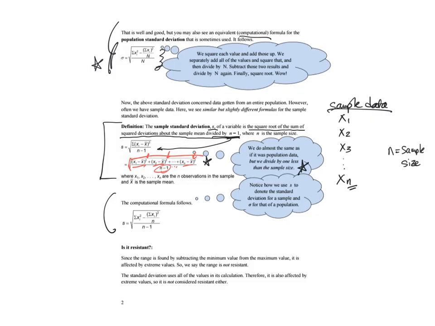So there's that. We were talking about resistance before. Let's talk about that a little bit. Is the range resistant? Since the range is found by subtracting the minimum from the maximum value, you've got to say it's pretty much affected by those extreme values, isn't it? So we say the range is not resistant. The standard deviation uses all of the values in its calculation, much like the mean back in 3.1. Therefore, it's also affected by extreme values and is not considered resistant. So neither the range nor the standard deviation are resistant measures of dispersion. But we will, however, be getting a resistant measure of dispersion later on in another section. So that will be addressed.